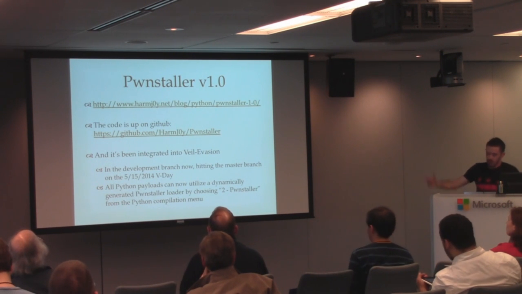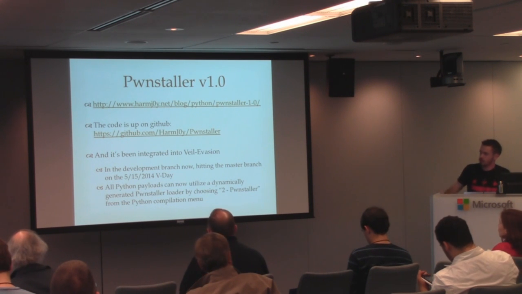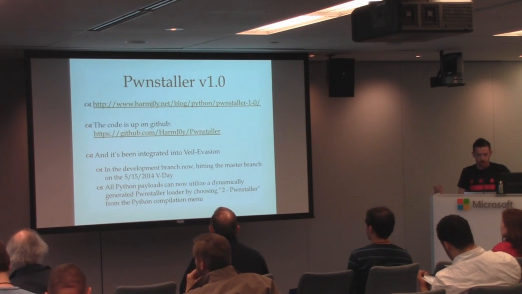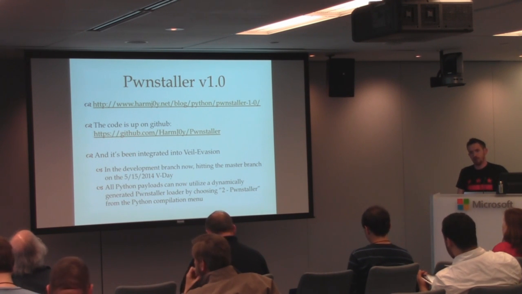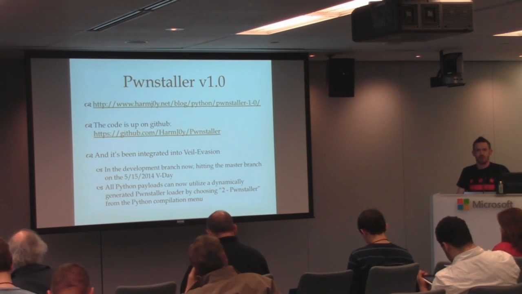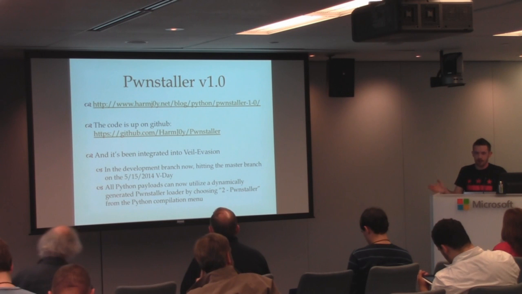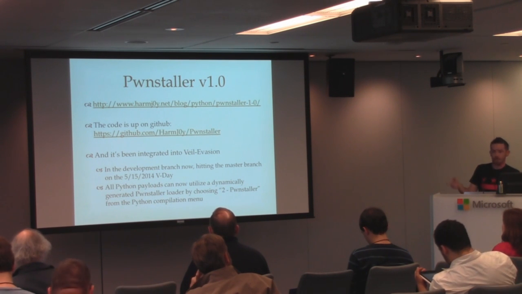So Pwninstaller 1.0, there's a blog post on my site about it. The code's up on GitHub for Harmjoy Pwninstaller, and it's in the development branch of Veil-Evasion. It's going to hit on 5/15. Every month we do something called V-Day, where we release new payload modules for the framework. We've been doing this for, I think, 6, 7, 8 months. We still have enough research for another year of releases. We have some cool stuff coming up around the DEF CON timeframe and the DerbyCon timeframe. All Python payloads now can utilize a dynamically generated Pwninstaller loader by choosing the option.